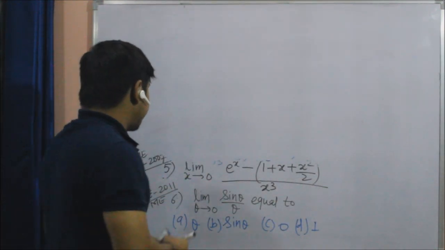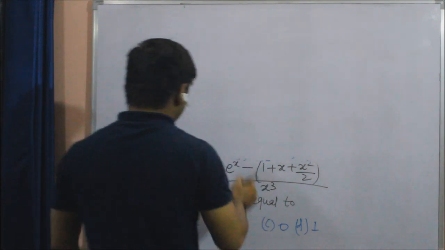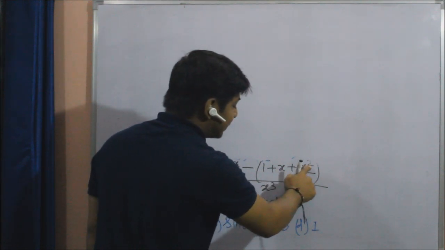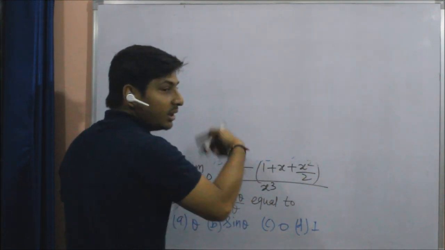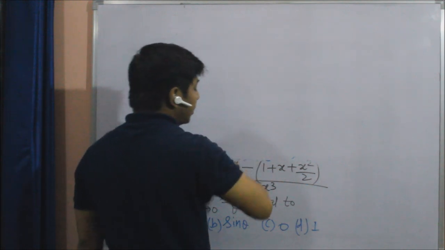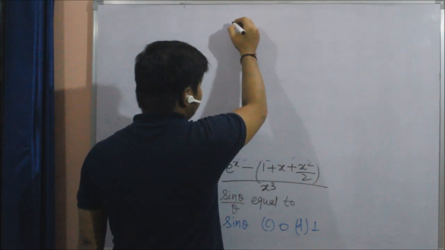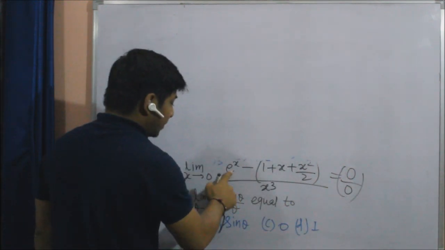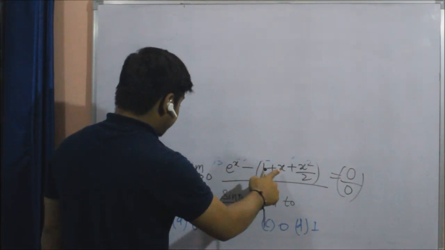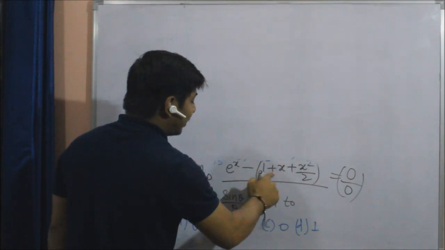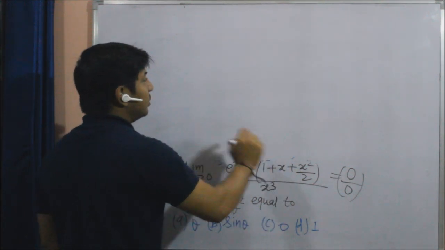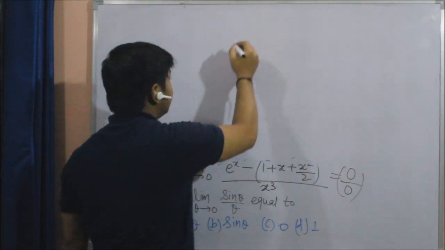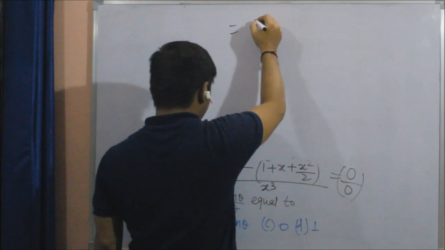Now the next question is, limit x tends to 0, (e to the power x minus (1 plus x square by 2)) upon x cube. Just differentiate the numerator as well as the denominator again and again, because this is coming in 0 by 0 form, see it here. This is 1 and this is 0, 1 minus 1 is 0, and the denominator is 0. So 0 by 0 means we can apply the L'Hopital rule. So if we are applying the L'Hopital rule, just differentiate the numerator as well as denominator.